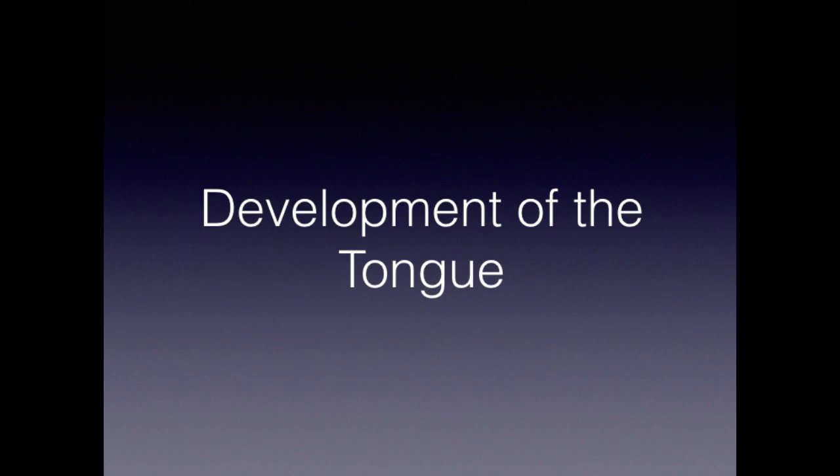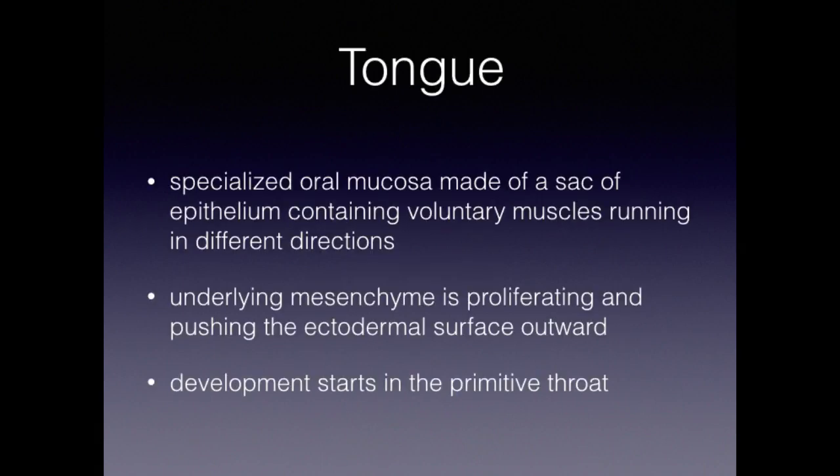They've all come from a different part of the head and neck area. The tongue is made up of a specialized oral mucosa. It's a sac of epithelium containing voluntary muscles running in different directions. It's developed because the underlying mesenchyme is proliferating and growing and pushing that ectodermal surface outward.